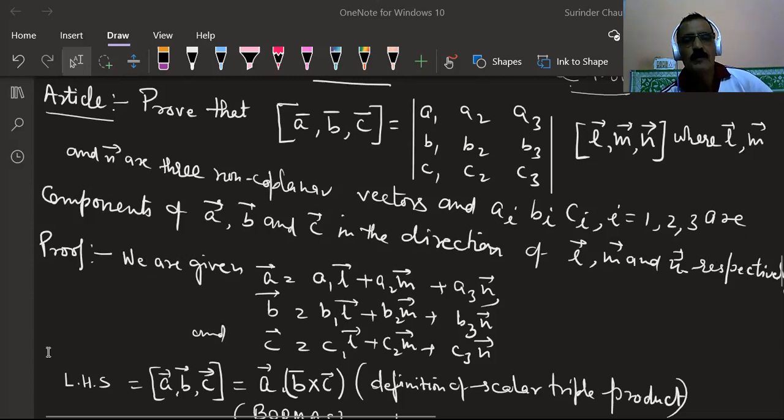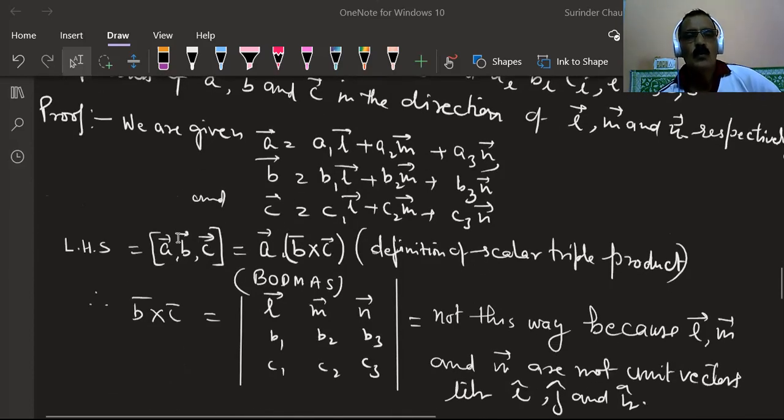So we are given that vector A can be written in terms of its components A1, B1, C1 in the direction of elements L, M, N. Therefore, vector A is written as A1 L plus A2 M plus A3 N. Similarly, B1, B2, B3 are the components of vector B in the direction of vectors L, M, N. Therefore, vector B is written as B1 L plus B2 M plus B3 N. And similarly, vector C can be written as C1 L plus C2 M plus C3 N.